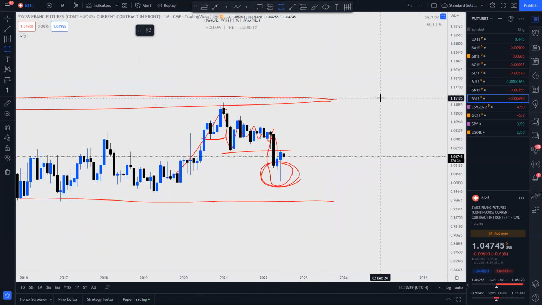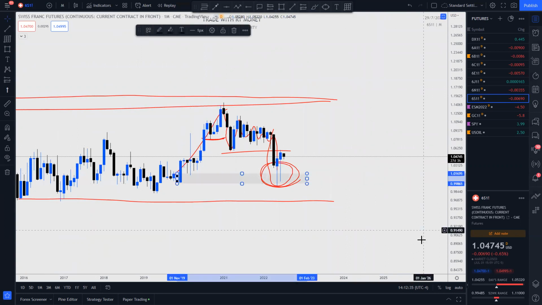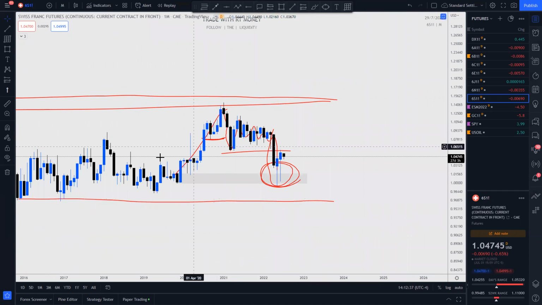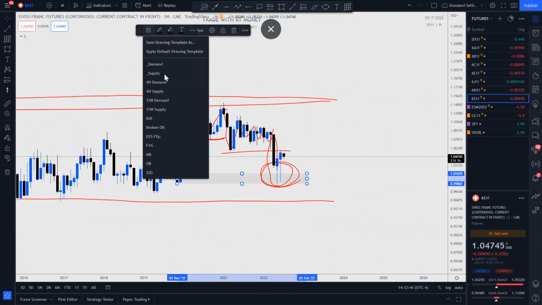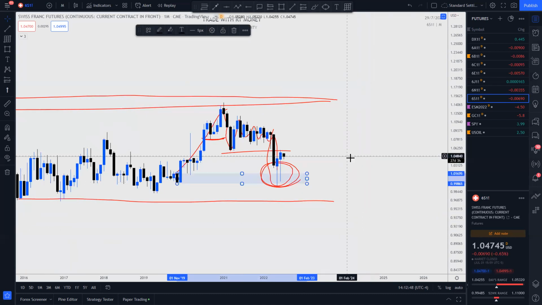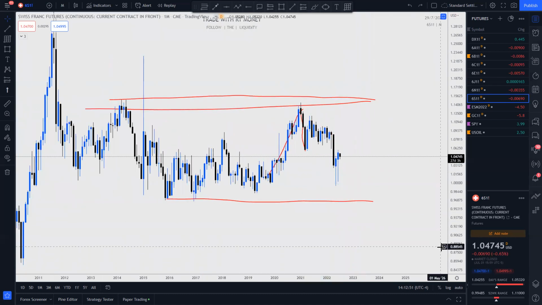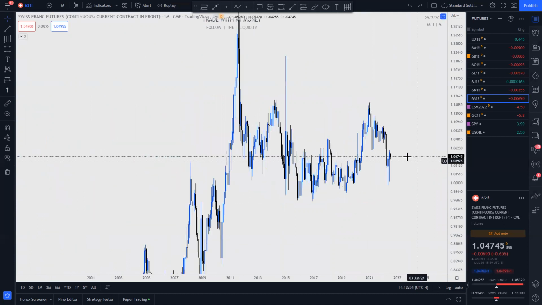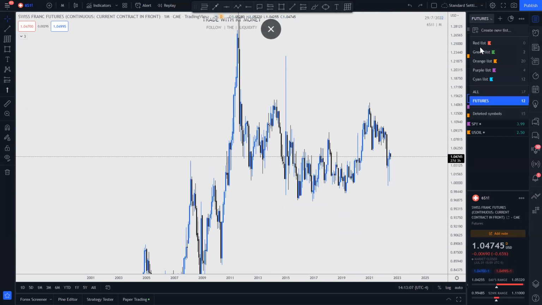You can see that we are coming from a monthly demand zone here. The monthly demand zone, even though we wick down below it, it has held and is pushing price back up. Demand is in control. There is no doubt. You understand? So I just want you to know that there's some strength in this currency, and it's shown with the last couple of months having been bullish closes with a lot of momentum. That's all I wanted to point out to you.